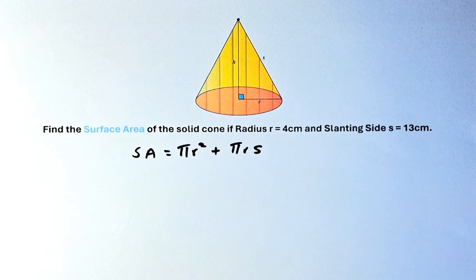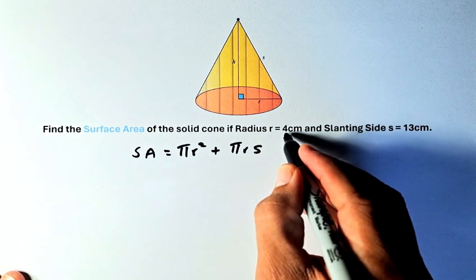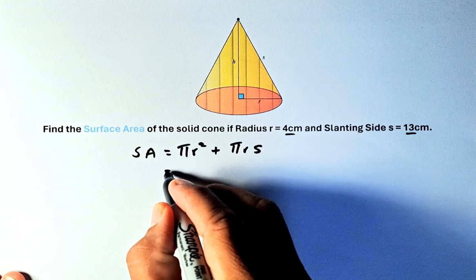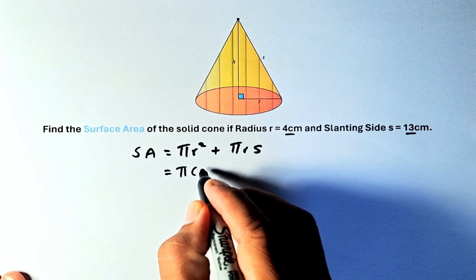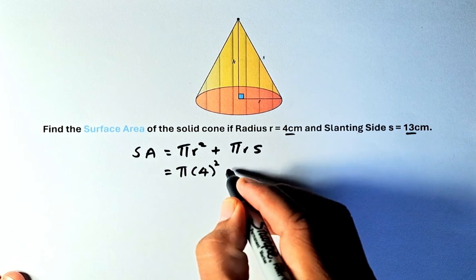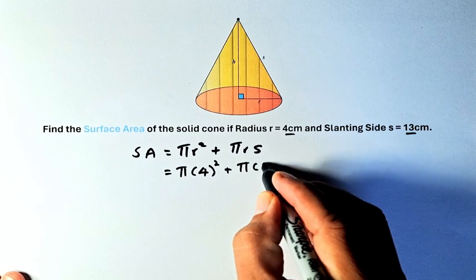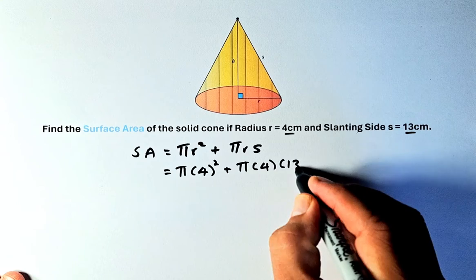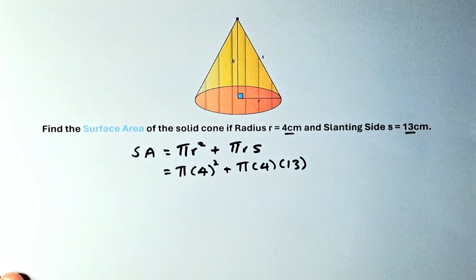So once you know the formula, the next thing we're going to do is substitute the numbers into the formula and just chuck it in the calculator and we should be able to get this right. The radius is 4 and the slanting height is 13. We're going to put all those numbers into the formula. So it's going to be pi times 4 squared plus pi times 4 times 13. Okay, so that's all we need to do. Now we need to use the calculator.